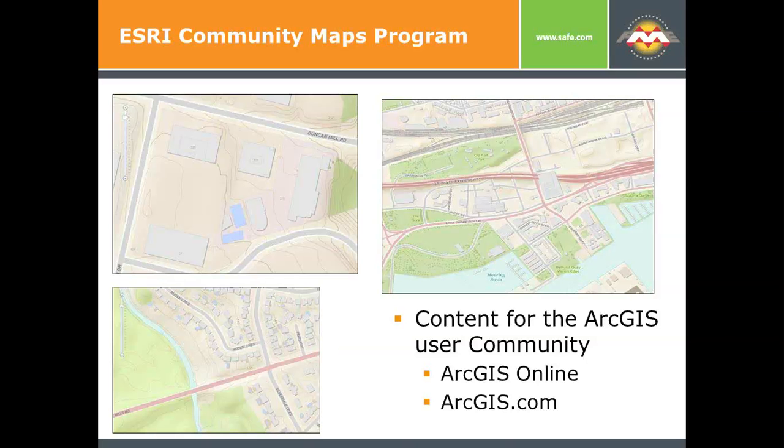What I wanted to do next is just give you a little bit of background or context on the Community Maps program. For those of you that are already familiar with it, there may be some new information, and for those of you that don't know much about it, there certainly is some new information. One of the ways to think about this Community Maps program is it's really content, or online content, for the ArcGIS or the GIS user community. So it's a little bit specialized in the sense that it's targeted towards that group. It's available through ArcGIS Online. The place you get to it is through arcgis.com.